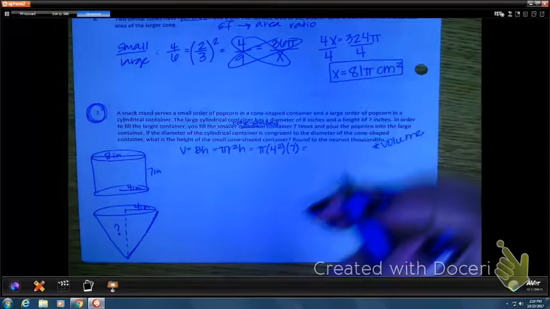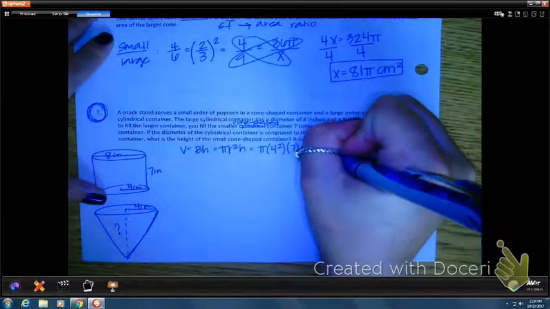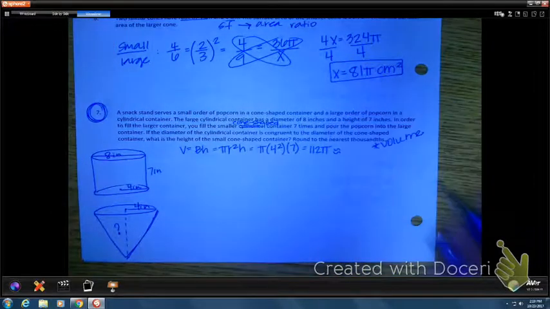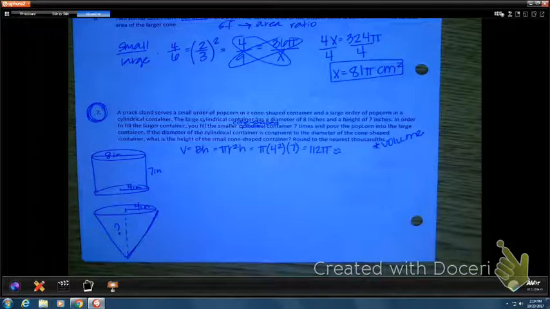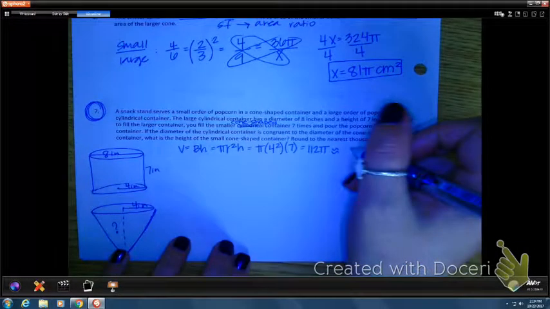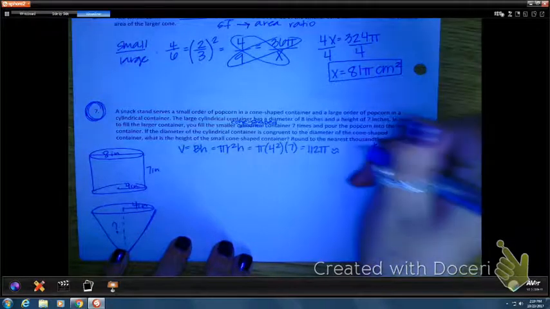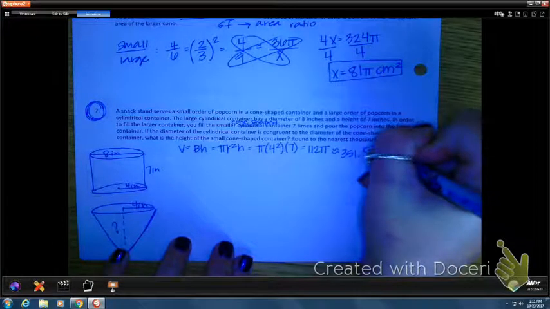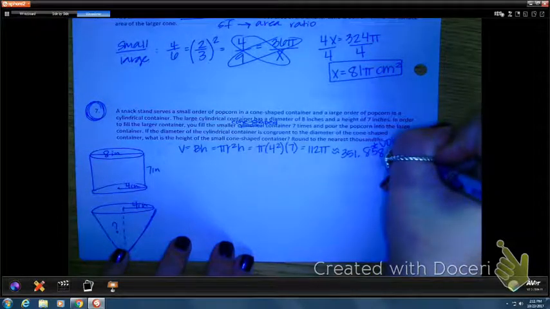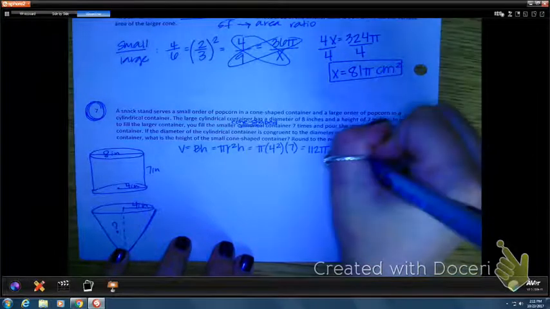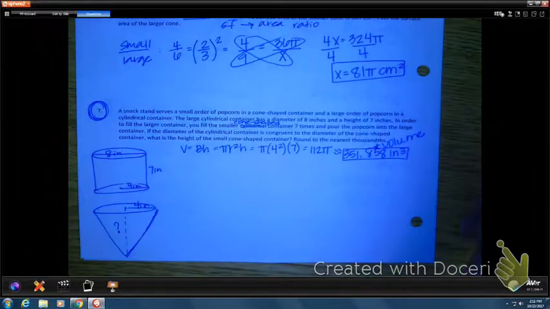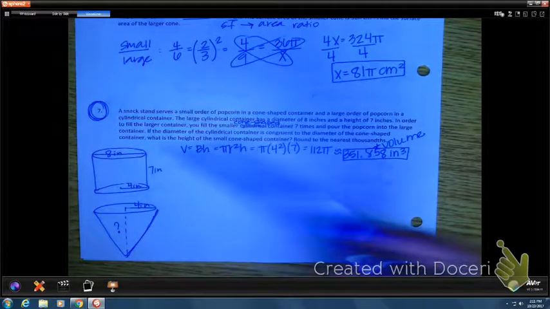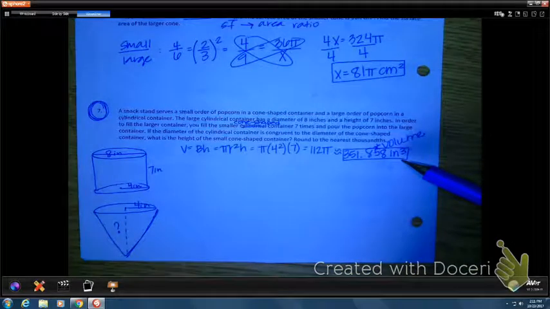So you're going to have 112 pi. It says to round to the nearest thousandth, so I'm going to get a decimal value for 112 pi. And that's going to be 351.858 inches cubed. All right, so we know that the volume of my entire popcorn cylinder is 351.858 inches cubed.